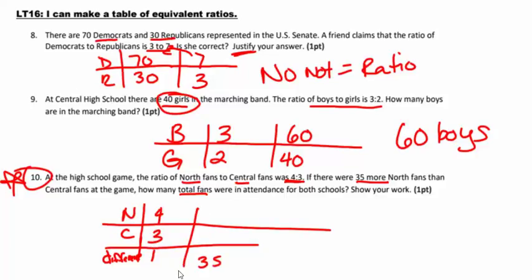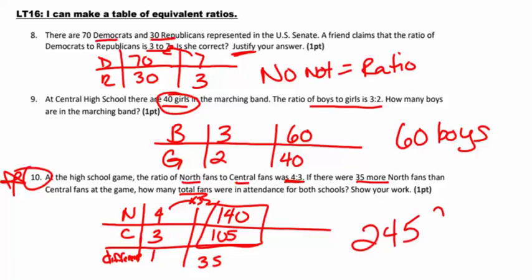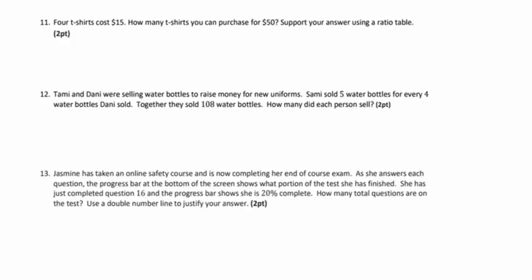So how did I go from 1 to 35? I multiplied by 35. So that means I need to multiply both of these by 35. So 4 times 35 gives me 140. And 3 times 35 gives me 105. Okay? Now, not finished. Need to go back and read the question. How many total fans are there? Well, there's 140 North fans and 105. So that means there's 245 fans. Okay? All right. Okay, we're still going because this is a big one.